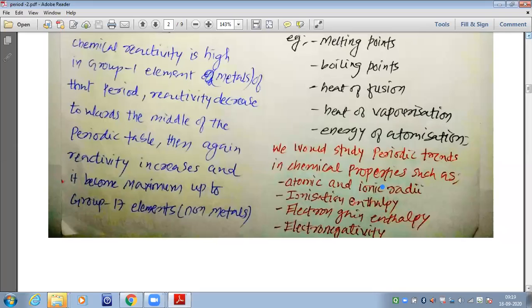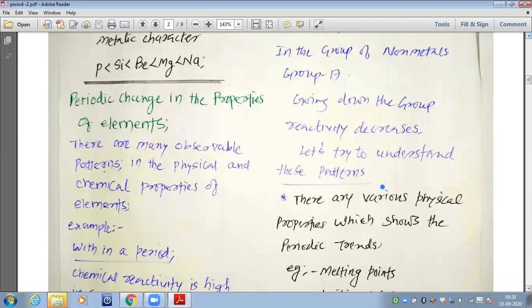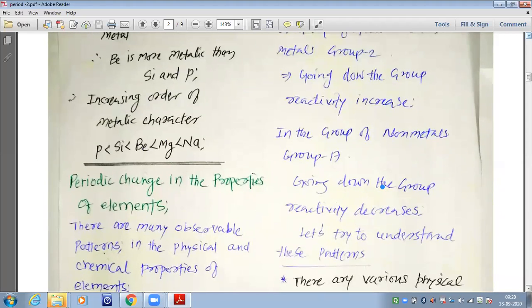So this is how, if we move from left to right, we can see the properties have changed. Same way when we look at the reactivity, the first group is the highly reactive metals, the 17th group is the highly reactive non-metals, and in between, initially the reactivity decreases, and then after decreasing it becomes the lowest, and then slowly it increases, and again it reaches up to the highly reactive non-metals. So this is the pattern that we can observe in the periodic table.